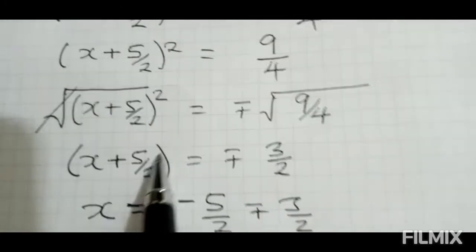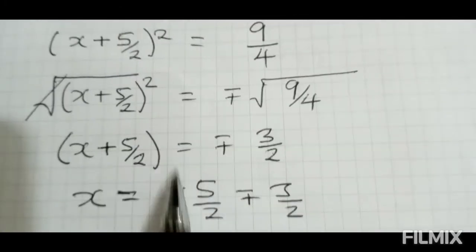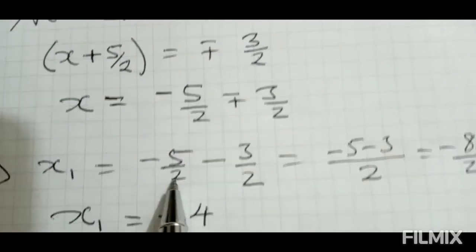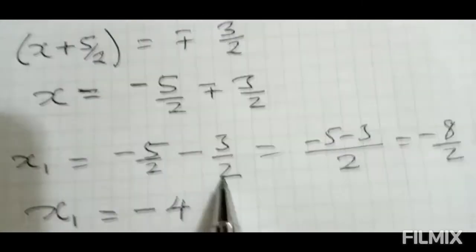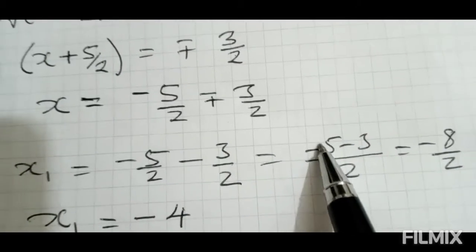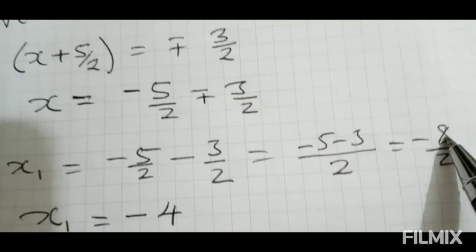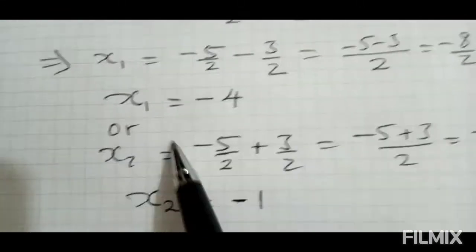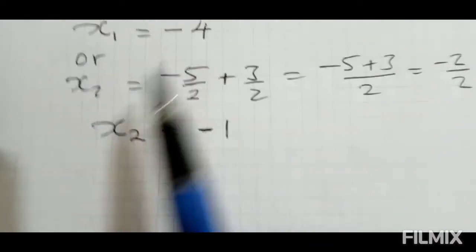So we take 5 over 2 to the other side, it is negative, plus or minus 3 over 2. So x1 is equal to minus 5 over 2 minus 3 over 2. Common denominator is 2, so minus 3, plus minus 5 is minus 8 over 2. And then x1 is minus 4.